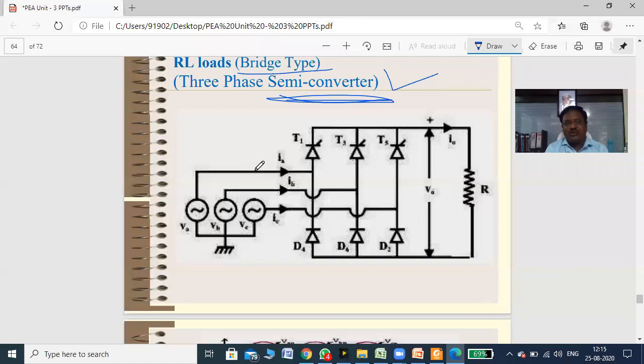Neutral point is absent. So even the transformer is optional. What is the meaning of my statement? The transformer is optional. It means that you can directly connect three-phase supply. No need to use a transformer. Even you can directly connect the three-phase supply to this semi-converter. Okay, so this is a three-phase semi-converter without a transformer.